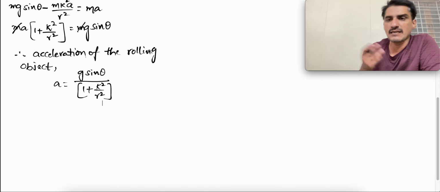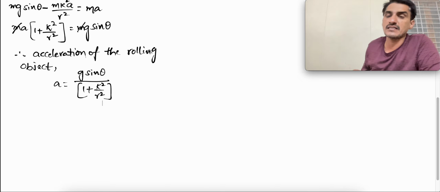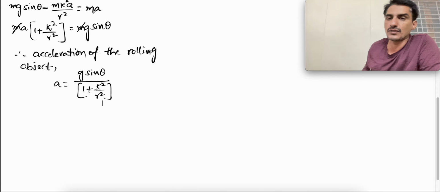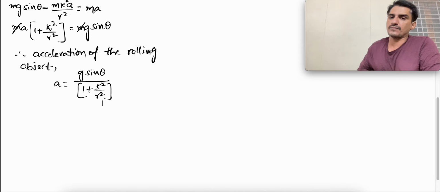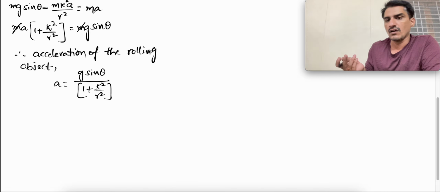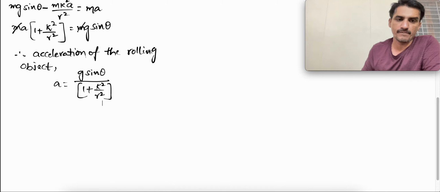And if it is a disk, it is mr square by 2. It means that k is equal to r by root 2. If it is a hollow sphere, k square is equal to 2 by 3 r square. Am I right or not? If it is a solid sphere, it is 2 by 5 r square. Like that, for every object, k square by r square will give a different constant, whether it is 1 or 1 by 2 or 2 by 3 or 2 by 5 or whatever it may be.